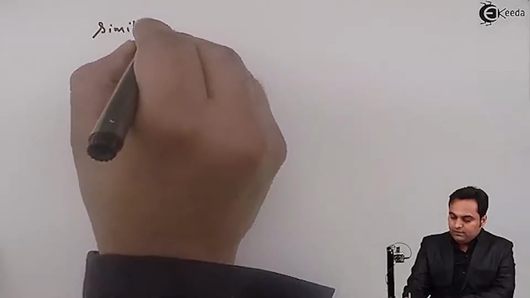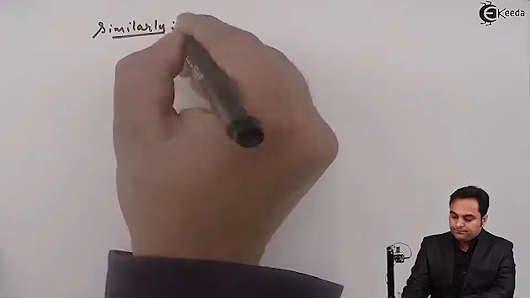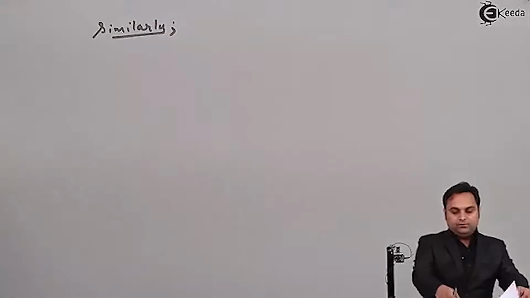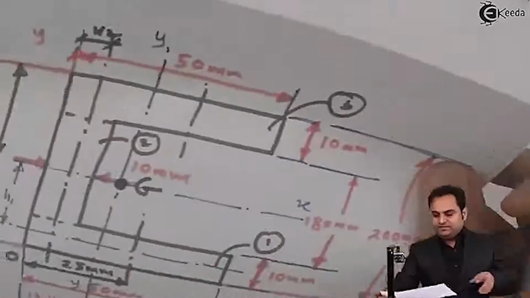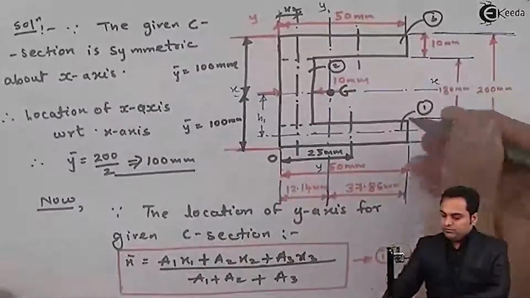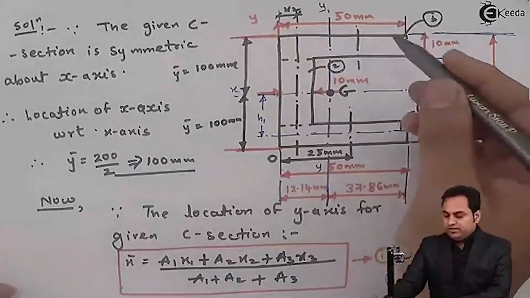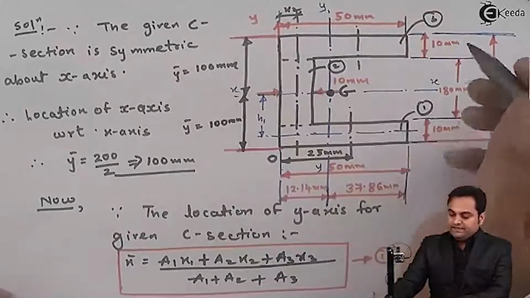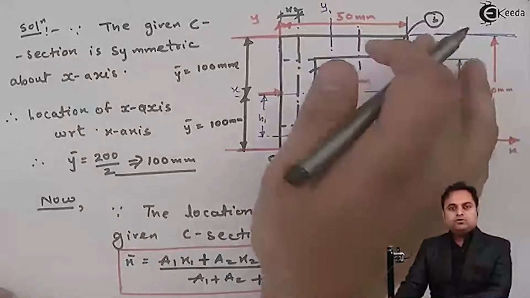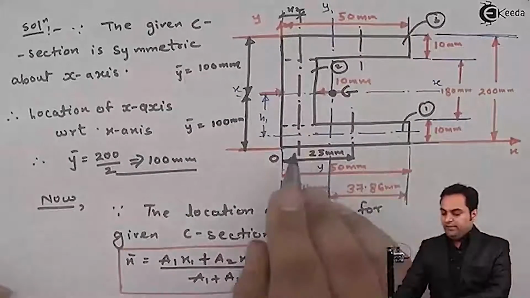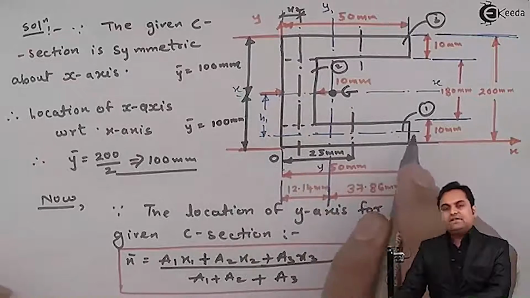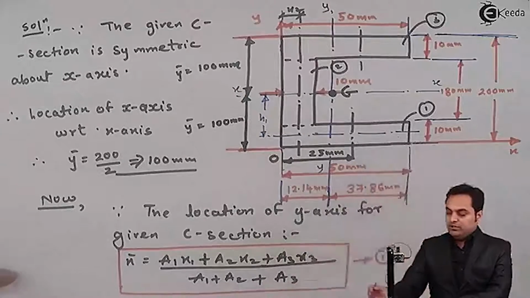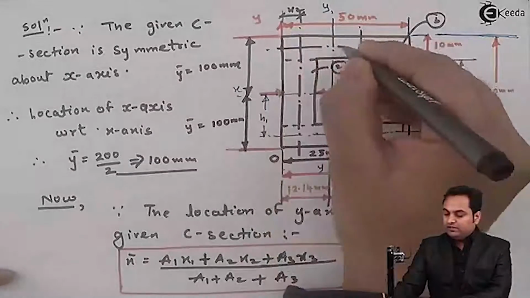Similarly, I can say that now in this case, the first rectangle and third rectangle have the same dimensions. At the same time, y bar is also the same. So it is a hint that the MI which we have calculated about the x-axis for rectangle number 1 will be the same value for rectangle number 3.